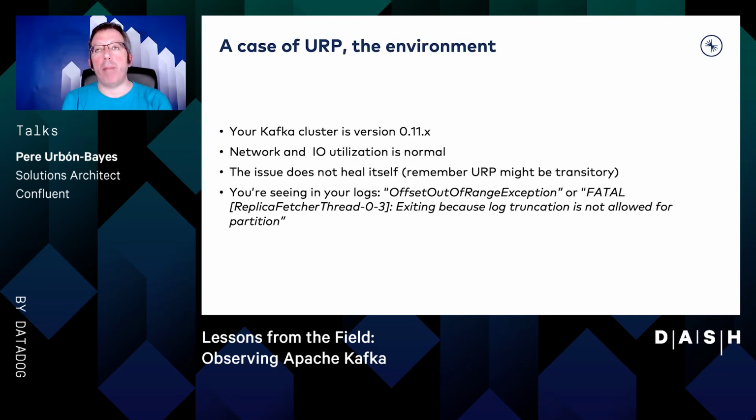That actually happened to me with one of the customers I work with. The Kafka cluster was in version 0.11. The network and IO utilization was completely normal, so no hint on the utilization of the network threads, and the issue does not heal by itself. Remember, there are situations where under-replicated partitions might be something transitory. We were seeing these log lines in our server.log: offset out of range, replica fetcher exit because log truncation not allowed, etc. And this was a hint that the replica fetcher was having trouble.